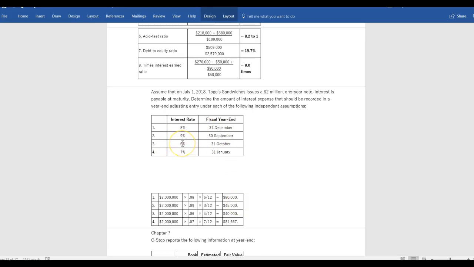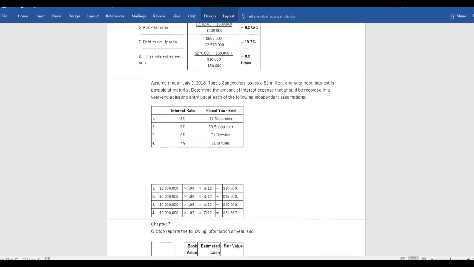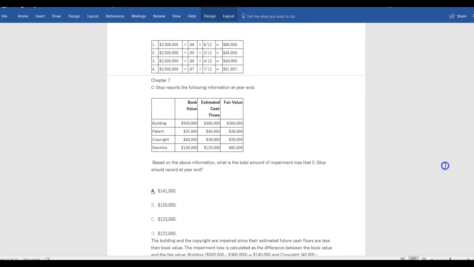Again, with scenario 3, we would show the interest rate of 6%, and if the fiscal year end is October, we would only be recording 4 months of interest. If it is January 31st, then there would be 7 months of interest. So just understand how fiscal year ends determine how you would record the interest up to that period of time.